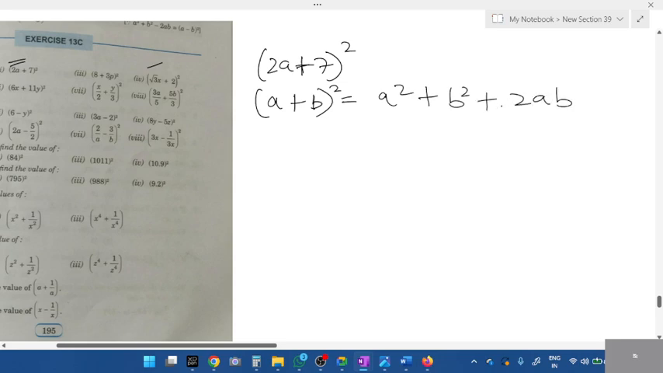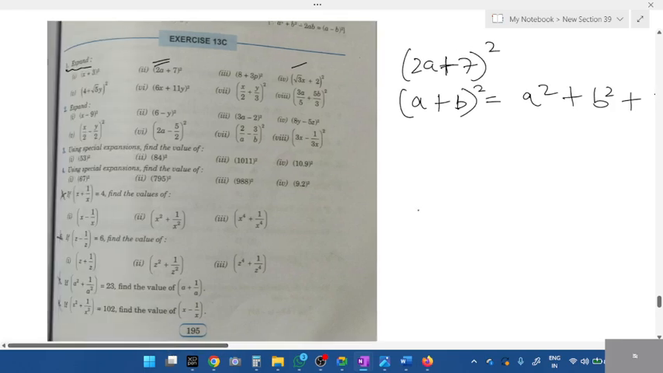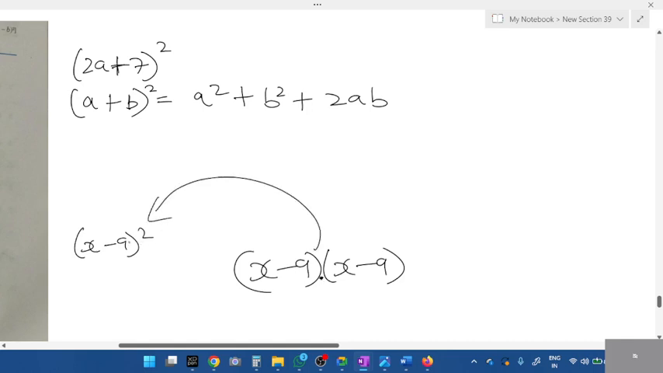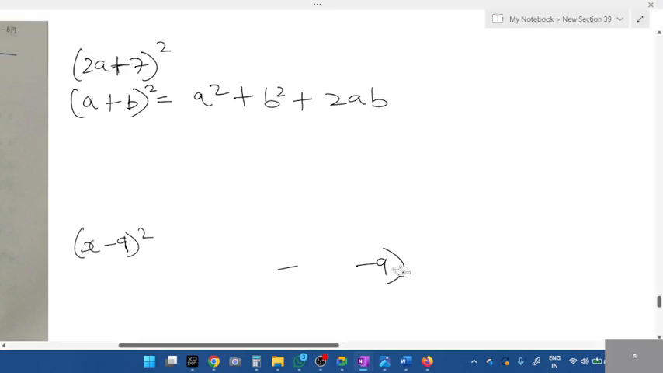No, no, no. Plus 2ab. This. Next, I'll take one minus. I'll do it simultaneously. Next, we have x minus 9 the whole square. See, they would give it like this, or to confuse, they'll even give it like this. Everything will be same. How many times x minus 9 is multiplied? How many times? Twice. It is actually x minus y the whole square. To confuse students, they would give it like this. So both are same, students. Don't get confused.